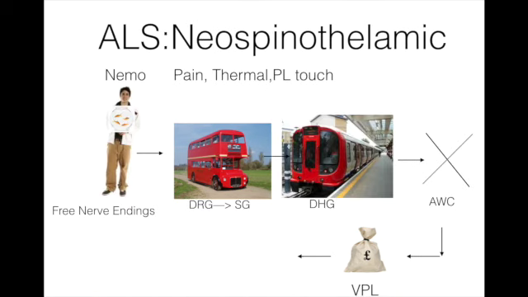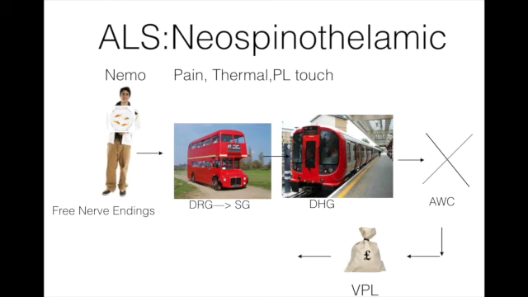The next tract that we're going to be talking about is the anterior lateral system, neospinothalamic tract. So here, free nerve endings in the skin, as opposed to mechanoreceptors in the previous example, project to the dorsal root ganglion, to the substantia gelatinosa, to the dorsal horn grey, to cross in the anterior white commissure, to the VPL of the thalamus, to the somatosensory cortex.